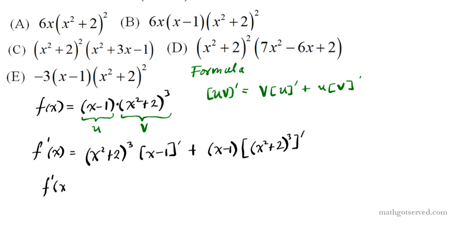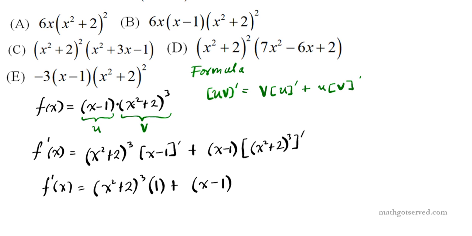All right, let's go ahead and differentiate. So f prime of x is going to be (x squared plus 2) to the third power. Now, what is the derivative of x minus 1? Derivative of x is just 1. Derivative of negative 1 is 0, so it's just times 1. Plus (x minus 1) times, and then what's the derivative of (x squared plus 2) raised to the third power? Now, you got to be careful here. Whenever you're differentiating a composite function, you must apply the chain rule. Okay? So how do we differentiate that?